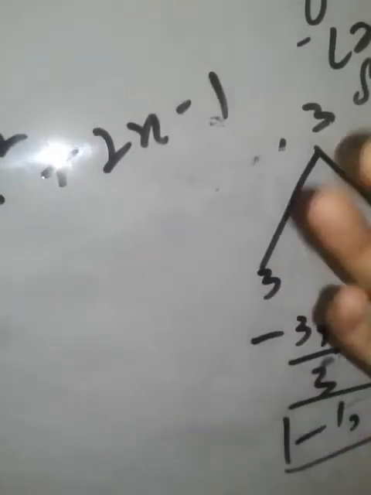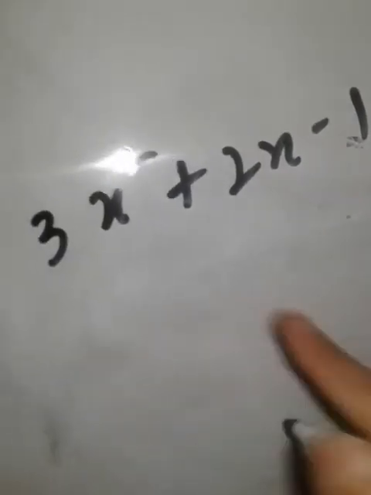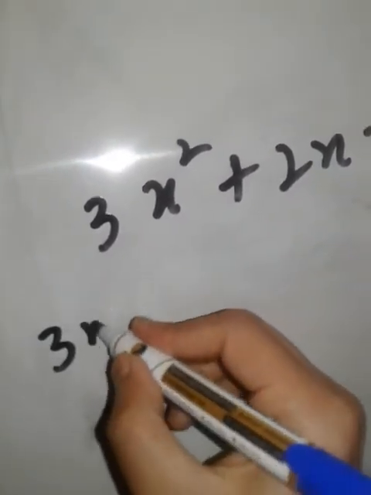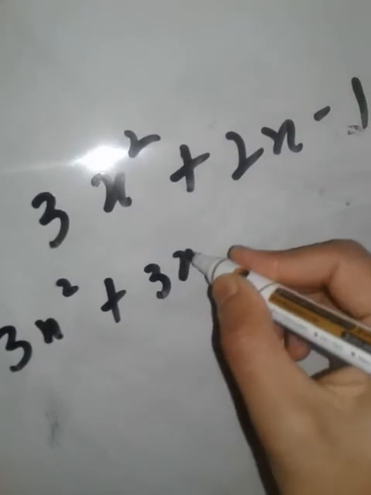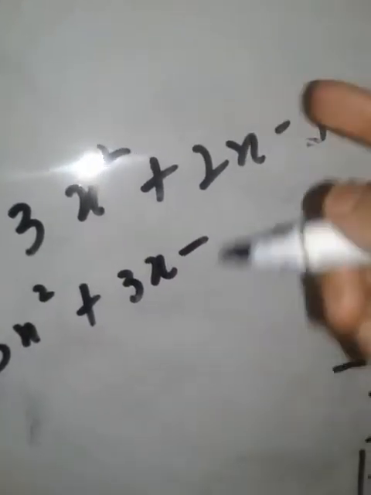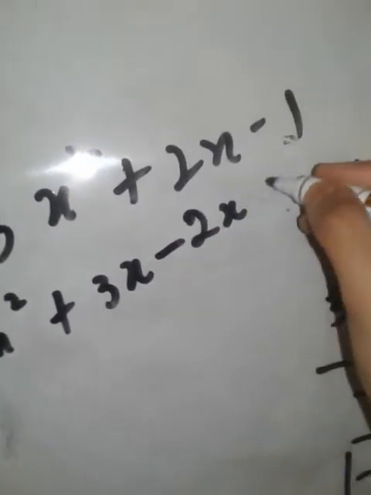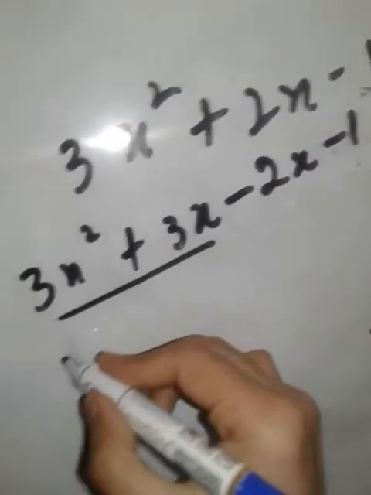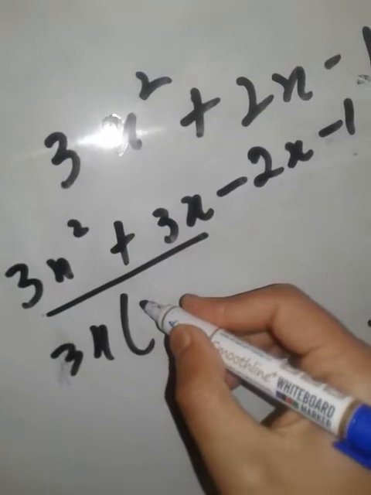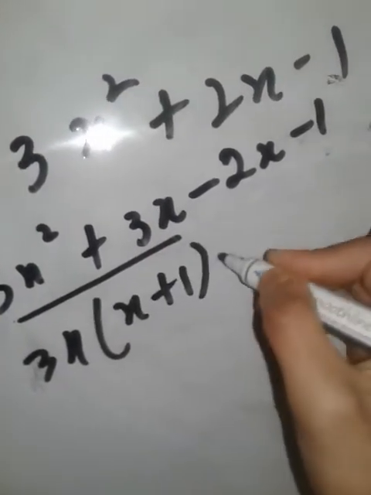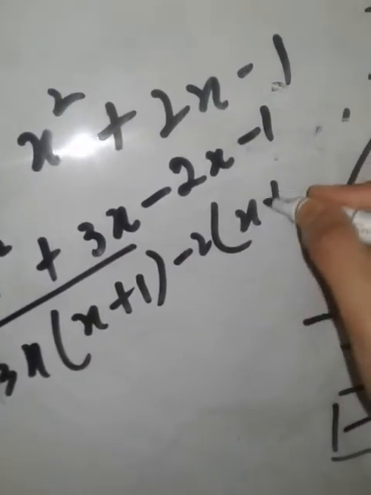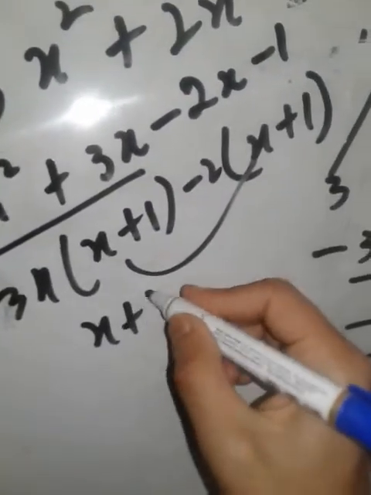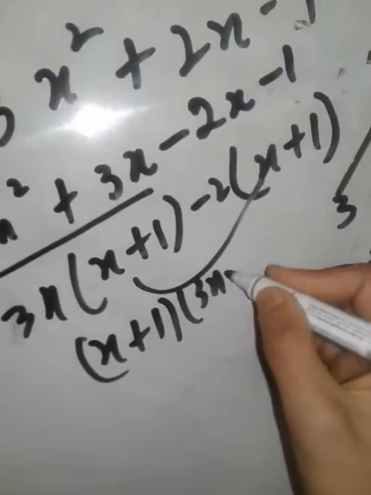We will check by splitting the middle term. This is 3 into minus 1. This is minus 3. So this is 3x square plus 3x. You know this method very well. 2x minus 1. Take a look. This is your 3x. This is x plus 1. This is minus 2. This is x plus 1 into 3x minus 2.